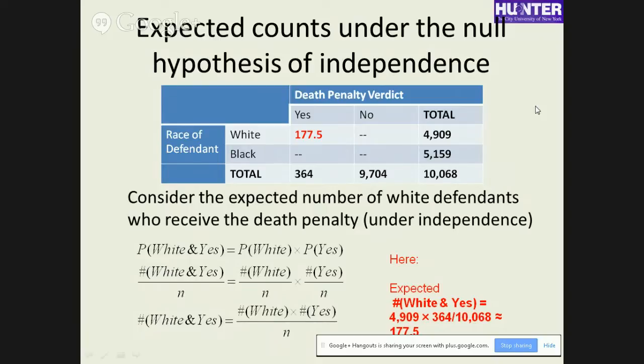So you have two probabilities: death penalty, yes; race, white. How do you get the probability of a random individual in this study under the assumption of independence being a white defendant who received the death penalty? You just multiply the two probabilities if they're independent. That's right. So that's what's done here. You multiply those two probabilities, you get a probability, you multiply it by this total, and you can fill in 177.5. So that's what you expect under independence.